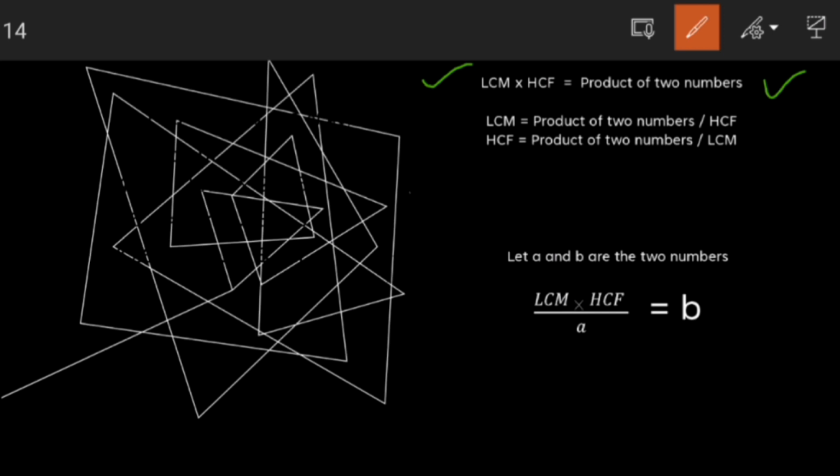Whenever the product of the two numbers and the HCF are given to you, you are able to find the LCM. How? LCM is equal to the product of the two numbers divided by HCF. Whenever you need to find the HCF, you can find it easily by dividing the product of the two numbers by the LCM. And if one number is given to you and you need to find another number, and LCM and HCF both are given, you can find it by using this formula: LCM into HCF divided by one number, which I have taken here as A, is equal to the other number, which is B.